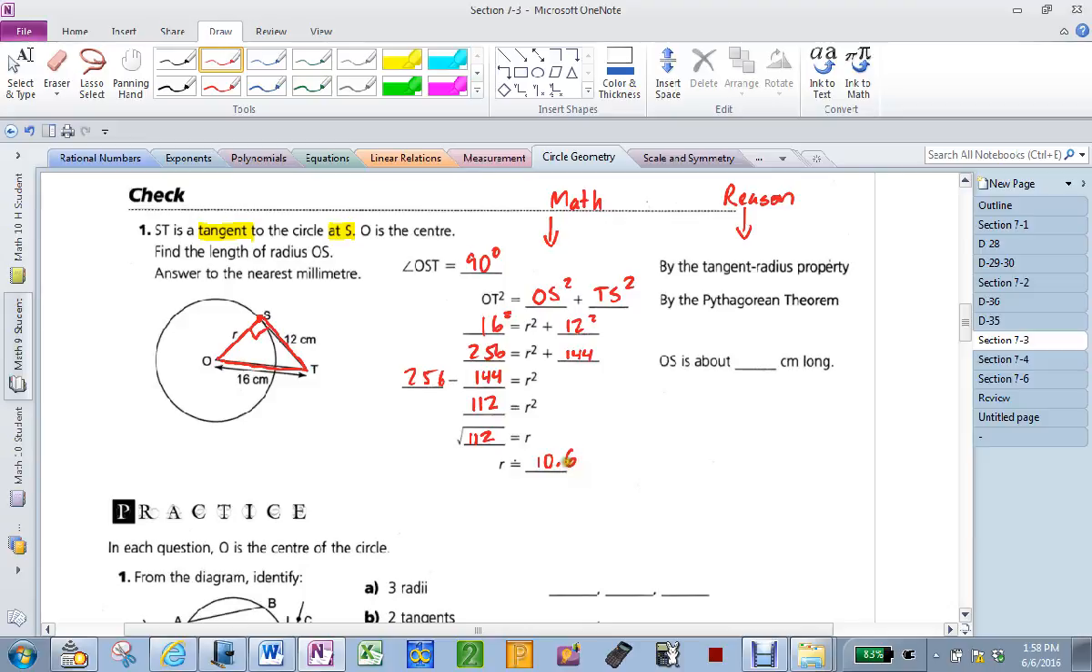10.58, so 10.6. Does everyone get it? Now, guys, listen to me. You've only actually learned about 3 things, yeah? Right? But think how much you can already do with those 3 things.